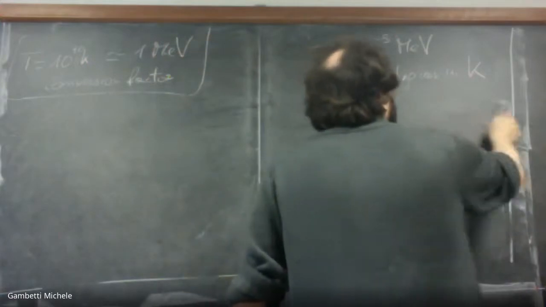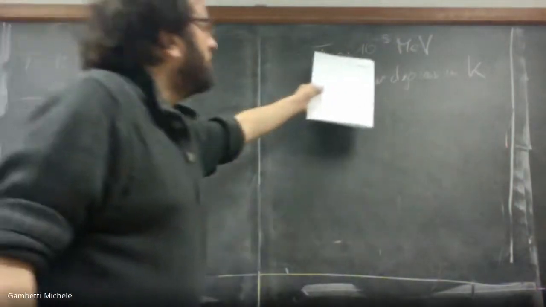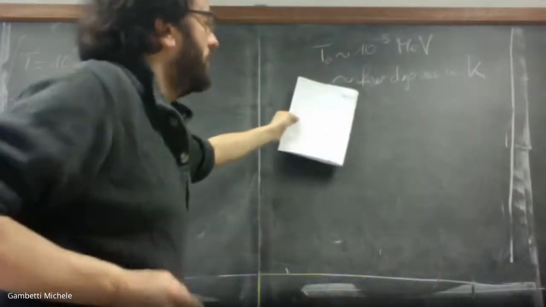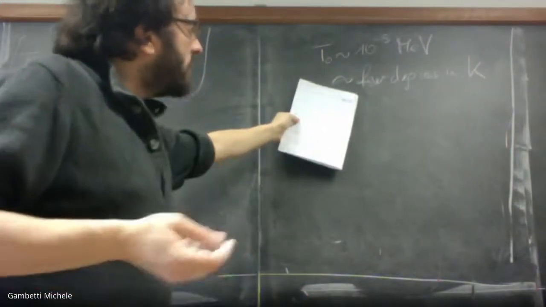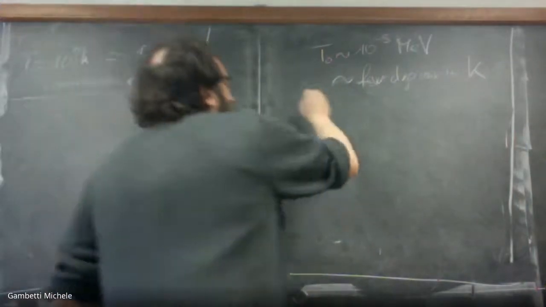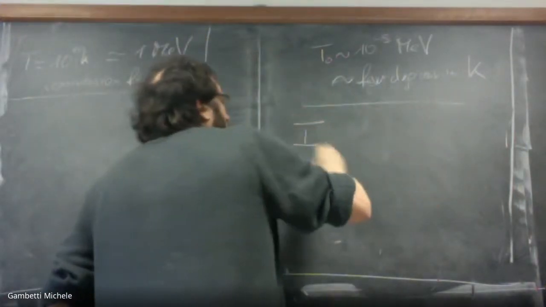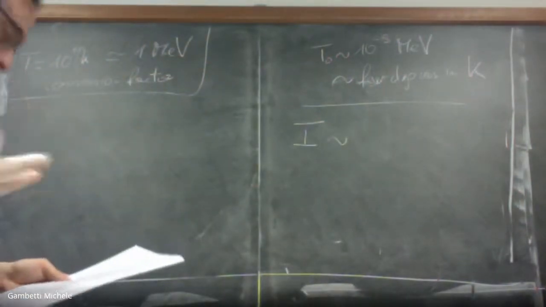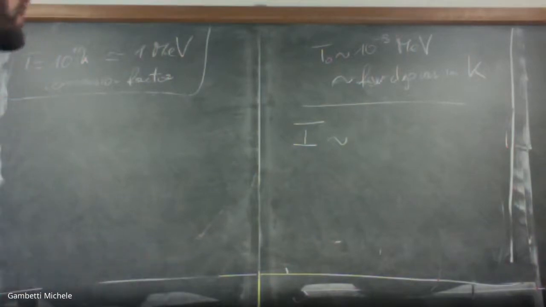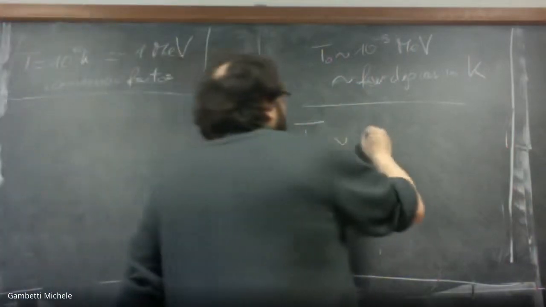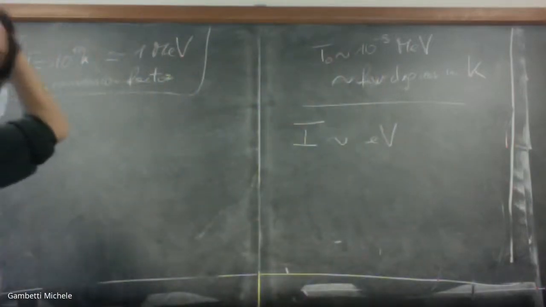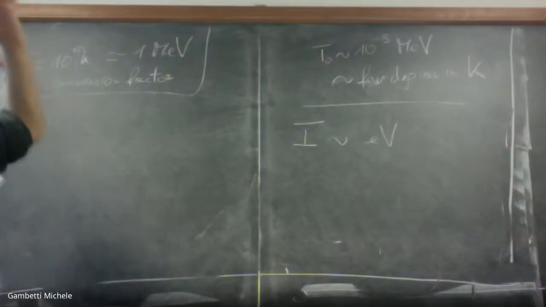And actually, this energy scale, or this temperature scale, is much smaller than the typical scale of the ionization energy. Because for the ionization energy, we can imagine a typical order of magnitude could be of the order of electron volts. Okay, for instance, if you take hydrogen, the ground state is 13 electron volts.